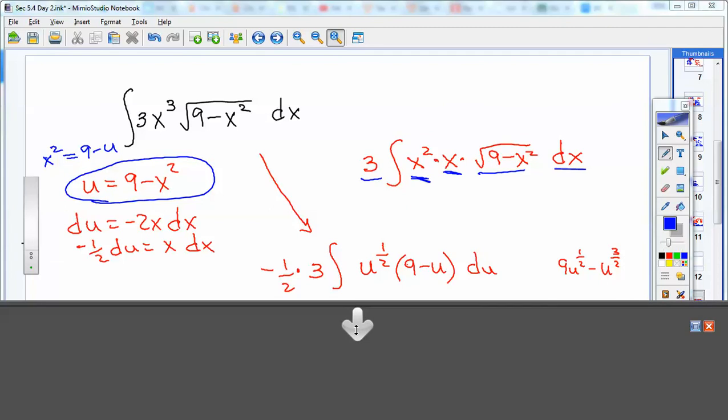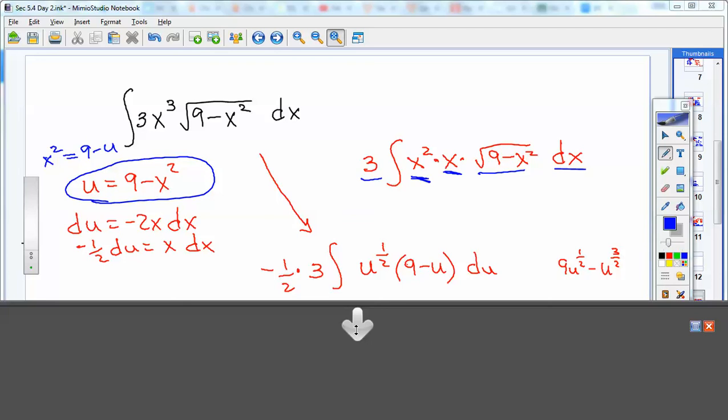I brought the 3 down. I got this thing here is u to the 1/2, that's my square root u. I've got the negative 1/2 here, negative 1/2 du. So the negative 1/2 and the du replaced the x and the dx. So that took care of everything but the x squared. So x squared is 9 minus u, and I now have that.